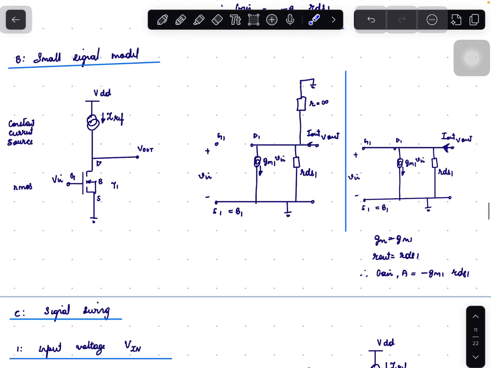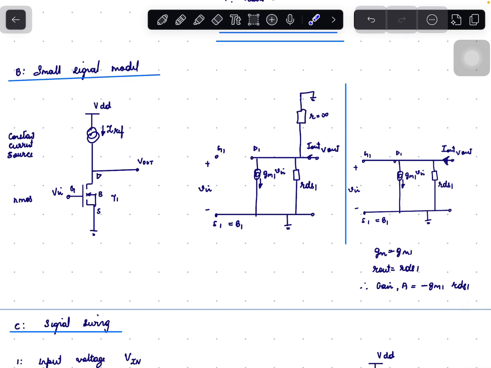Next is the small signal model approach. Draw the small signal model of this circuit. For the small signal model, short all DC voltage sources. So VDD is shorted to ground, and open the DC current source. So here, gate G1, source S1 is grounded. Vin is applied between gate G1 and source S1. D1 is nothing but Vout.